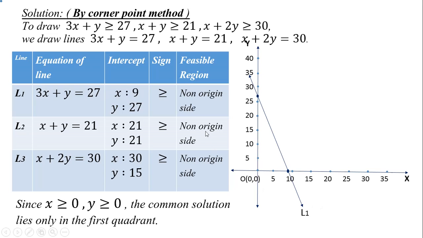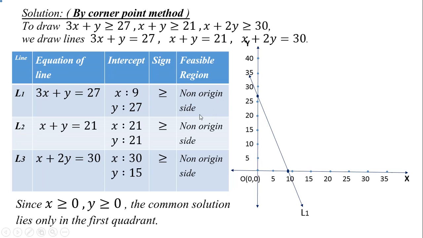Now the non-origin side of this line is the solution set. Consider this line. Here there is the origin. So due to this line L1, this plane gets divided into two half planes. One half plane contains the origin, and in this half plane the origin is not there. So this half plane is the origin side half plane, and this half plane is the non-origin side half plane.